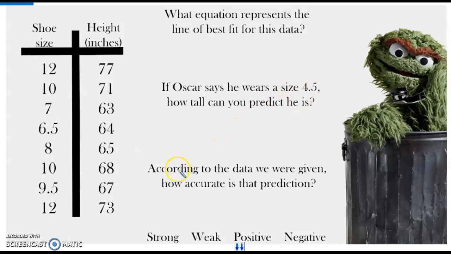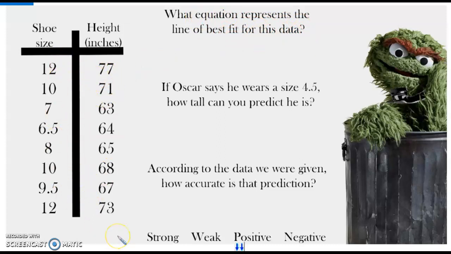Then once we get that, according to the data we were given here, how accurate is this prediction that we're going to make? And then is it going to be a strong or a weak correlation? And will it be a positive or negative correlation? So those are the things we're going to be looking at today. So first of all, what equation represents the line of best fit for this data? So we have this table here.